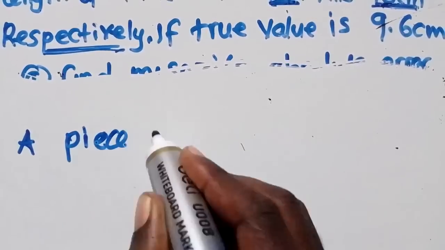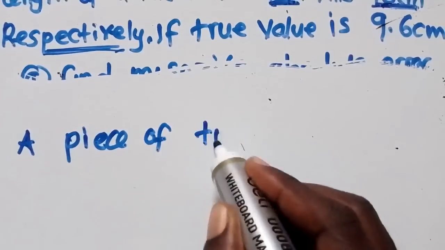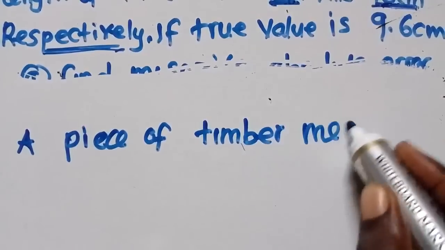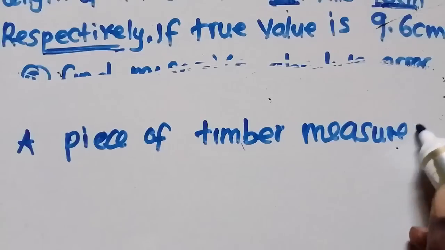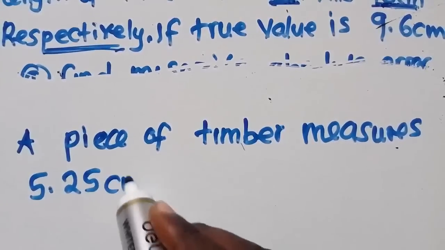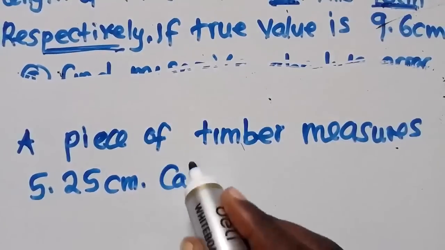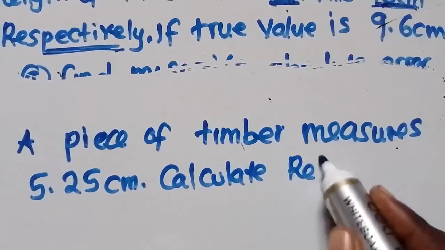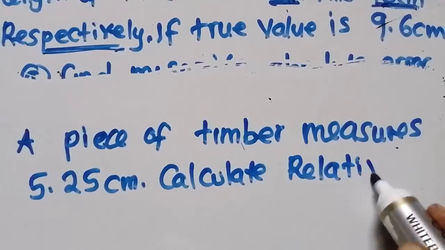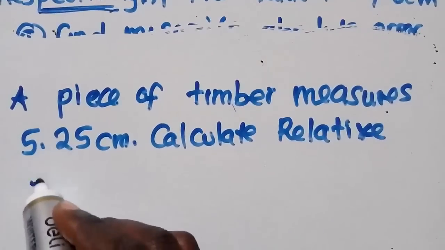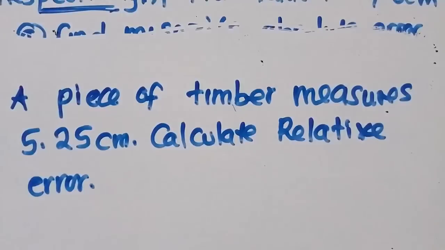So a piece of timber measures 5.25 centimeters. Calculate the relative error. The relative error of this is the question. So how can you calculate the relative error of this one?